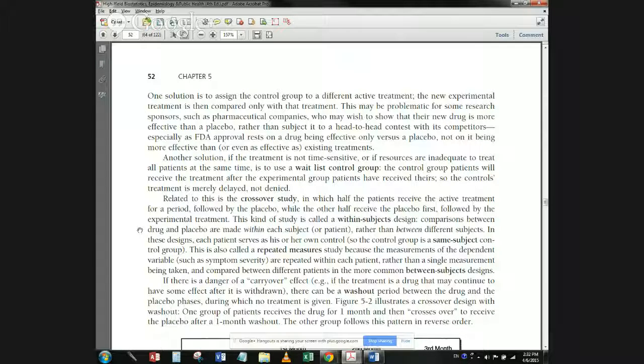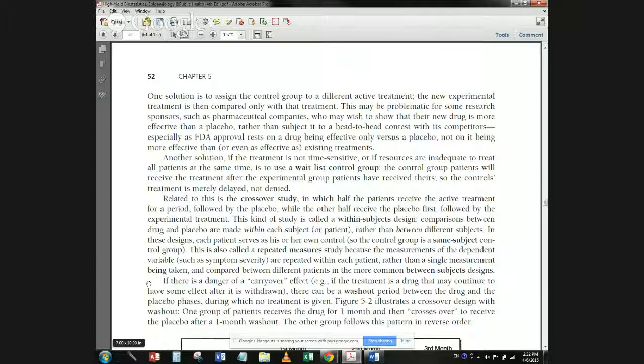Comparisons between the drug and placebo are made within each subject or patient rather than between different subjects. In these designs, each patient serves as his or her own control. So the control group is the same subject control group. This is also called a repeated measures study because the measurements of the dependent variables, such as symptom severity, are repeated within each patient rather than a single measurement being taken and compared between different patients in the more common between subjects designs.